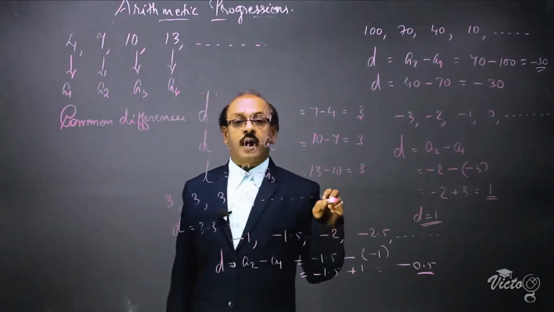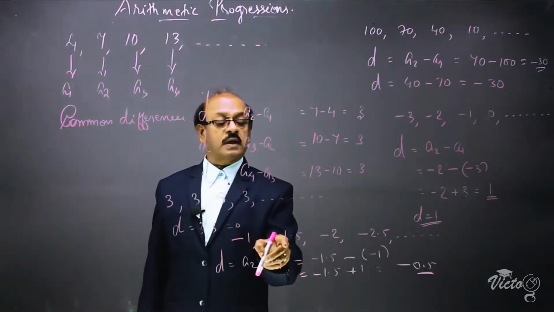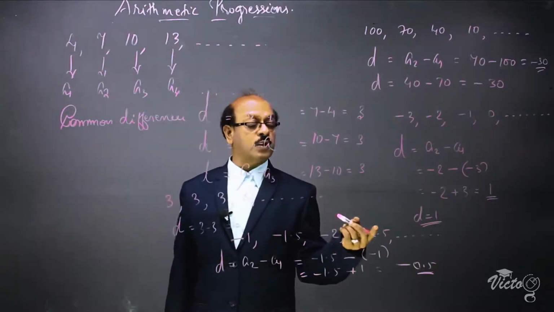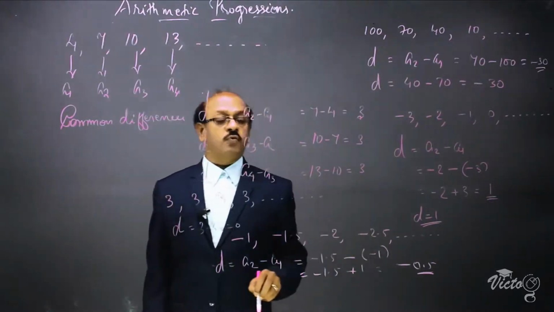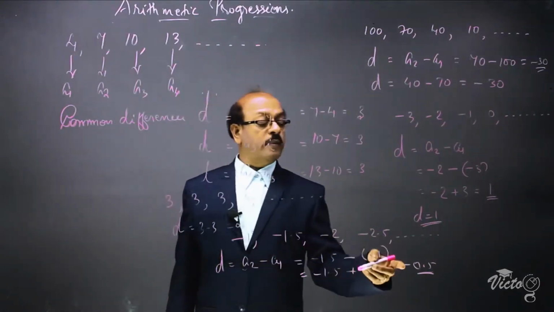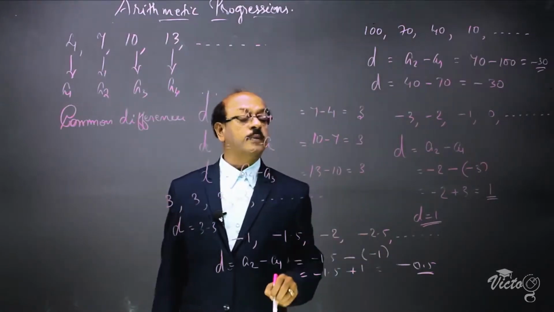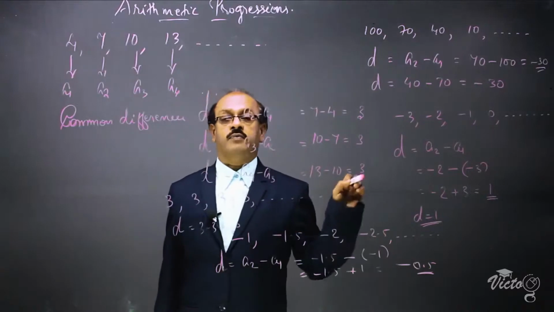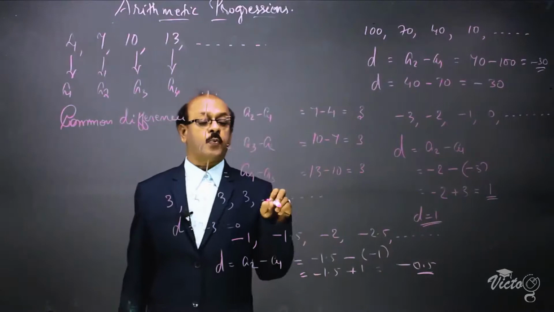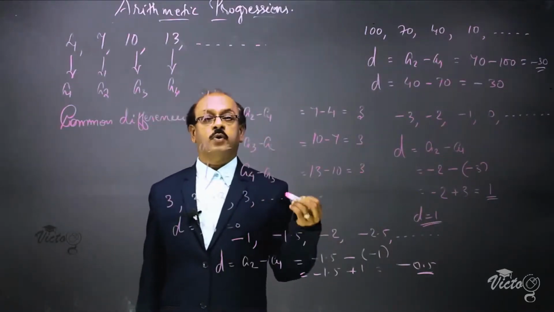That is, if we are adding negative 0.5 to the first term minus 1, we will get the second term minus 1.5, and again if we are adding negative 0.5 to the second term negative 1.5, we are getting the third term minus 2. Again, if negative 0.5 is added to minus 2, the result is the fourth term minus 2.5, and so on. We are getting the arithmetic sequence by adding negative 0.5 to each term of the given arithmetic sequence or arithmetic progression.